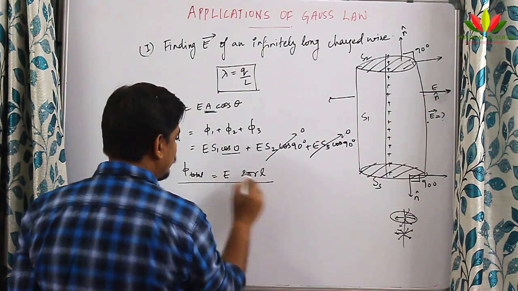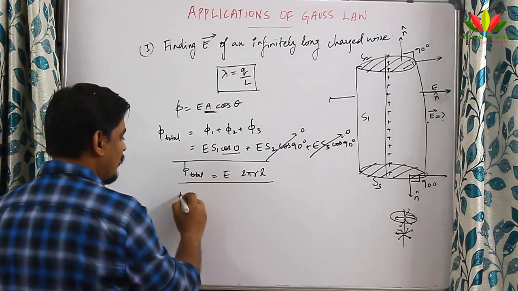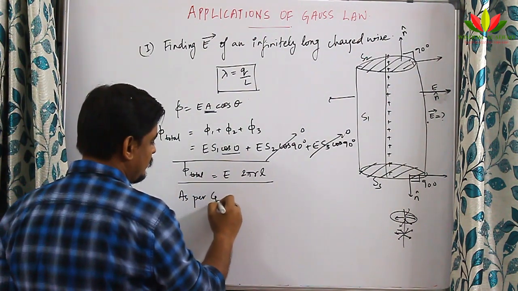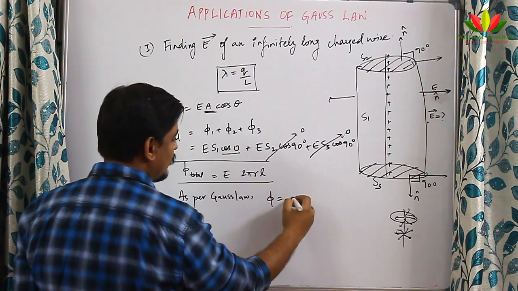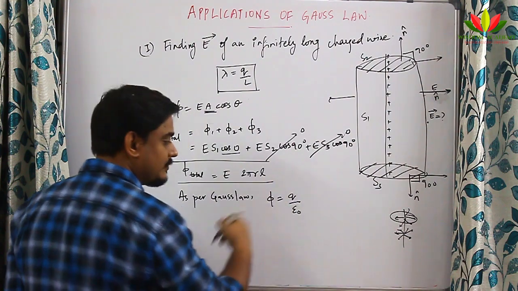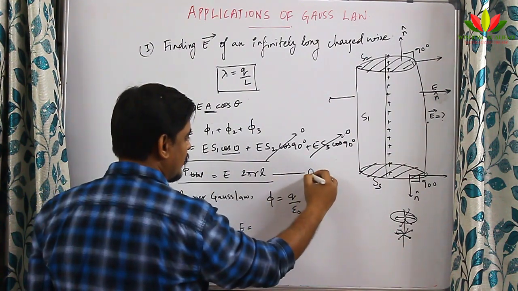So, I get phi as 2 pi r L. Now, use the Gauss law. As per Gauss law, we know phi is equal to q by epsilon naught. Writing this as equation 1.